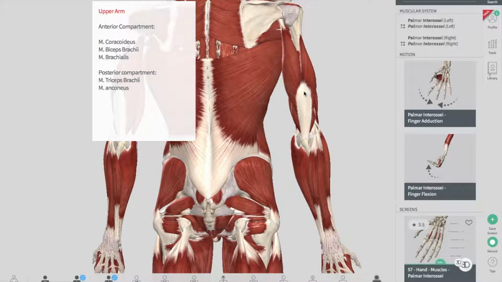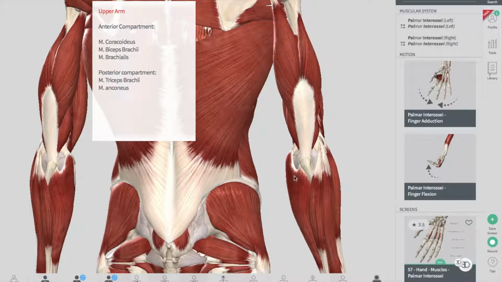And the function of this muscle is to extend the antebrachii, or extend the lower arm, and also extend the arm backwards, and also adduct the arm, pulling it to the midline.